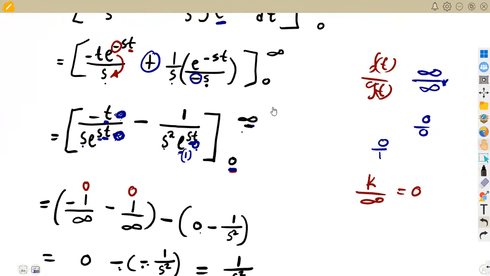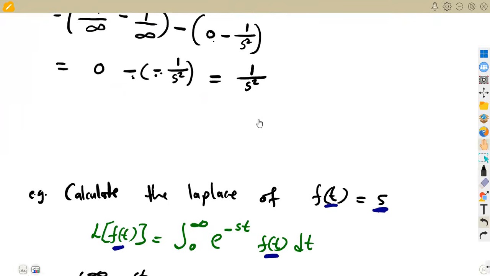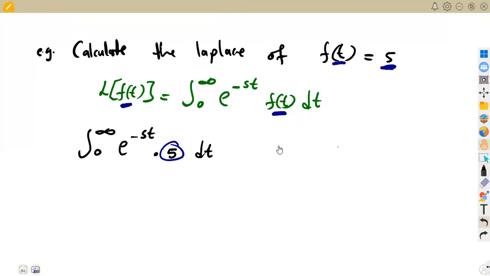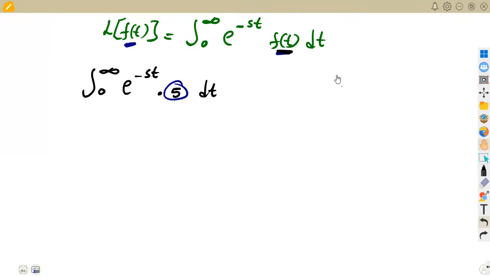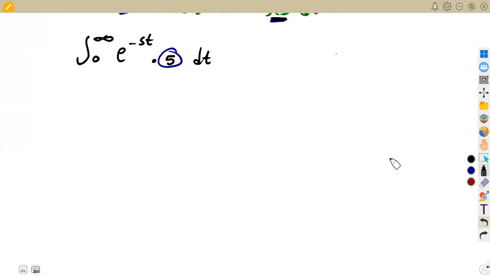So in this case, we are given our f of t, it's 5. So that's why we are substituting 5 in place of our f of t here. Once you have got this, the rest is your integration techniques. So back from our integration, this is the same as the integral of, we can just change now.